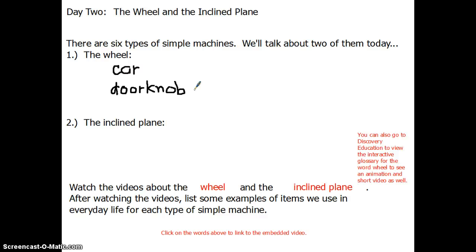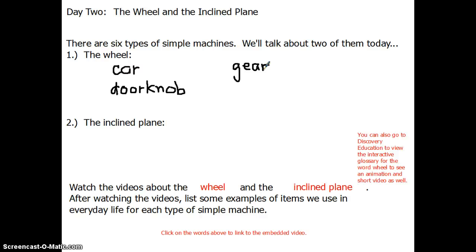Okay. They also talked about gears. A lot of times we find gears in more complex machines, and a gear is another type of wheel and axle. So what I want you to do today, we're still going to watch the other video about inclined planes, but I also want you to think about what other things in your life have a wheel, something that turns around an axle.